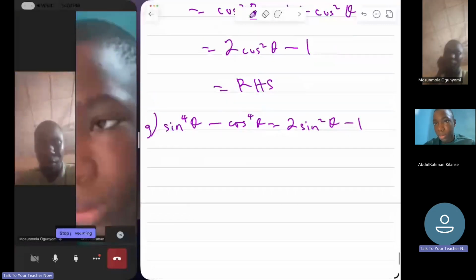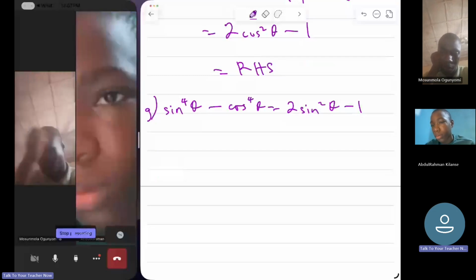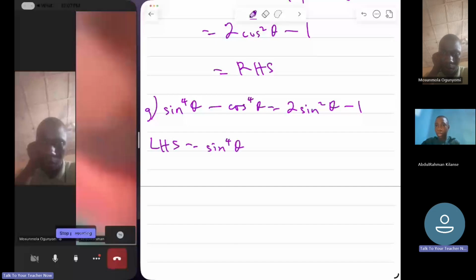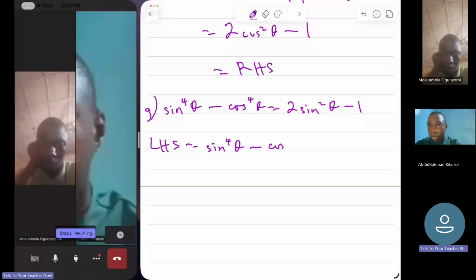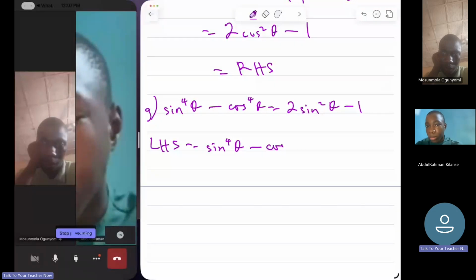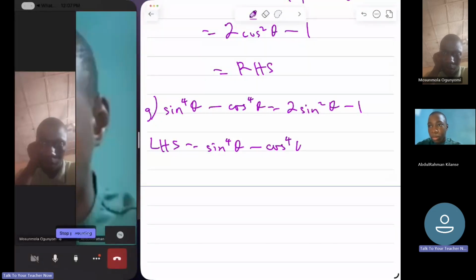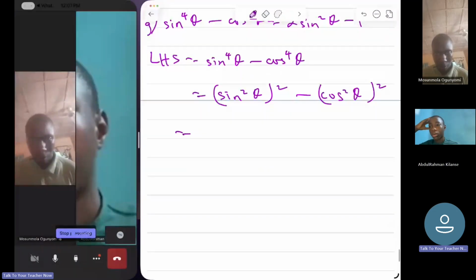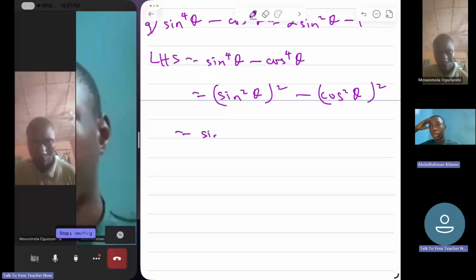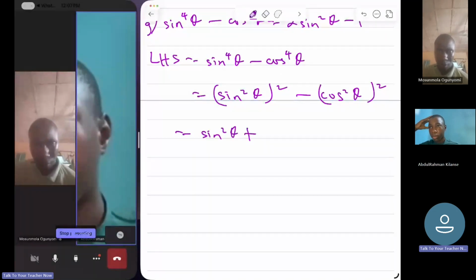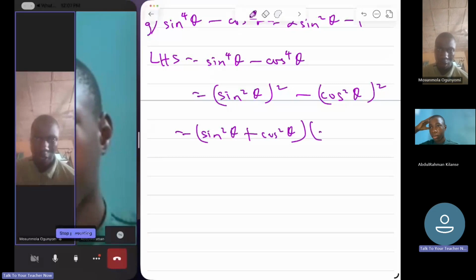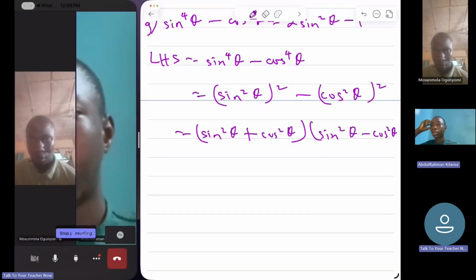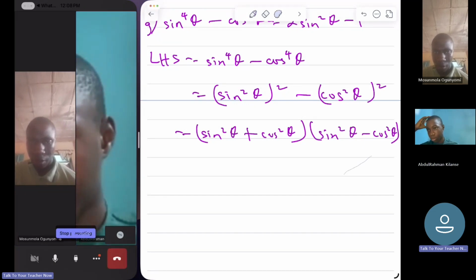So the left-hand side is what? We want to show that the left-hand side is equal to the right-hand side. The left-hand side is the fourth power of sine theta minus the fourth power of cos theta. That means we can write this expression as a difference of two squares. So it becomes sine squared theta plus cos squared theta times sine squared theta minus cos squared theta. Is that clear?